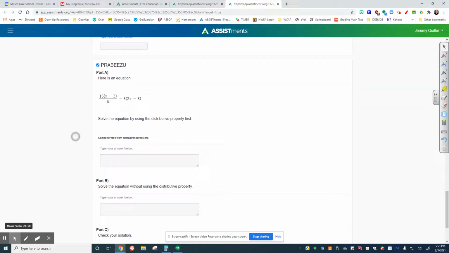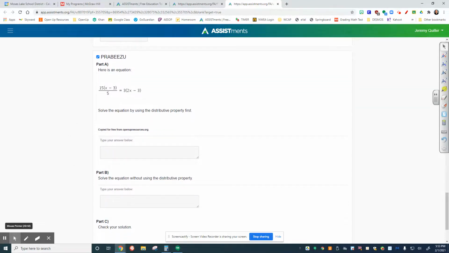And then finally, part A, with this one, you need to solve the equation two different ways. First off, distributive property. Okay, type your answer below. And then the second way, without distributive property. So with distributive property means on this first one, I need to see 15 times x minus 45, all that divided by 5, is equal to 6 times x minus 9. And then you finish solving it.